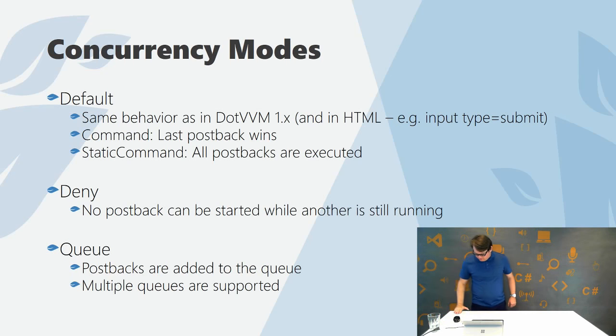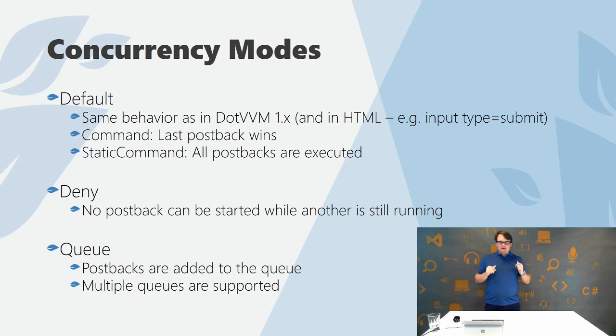Okay, next feature is concurrency mode in postbacks. The thing that you have probably dealt with in DotVVM 1.0 was that if the user clicked the button multiple times, the postback occurred also multiple times, and if this was, for example, inserting data, it would insert two records in the database.